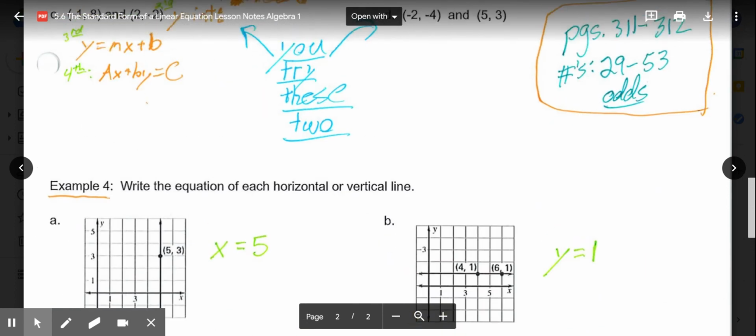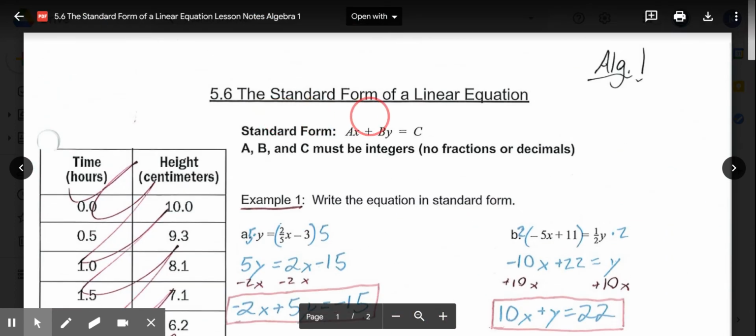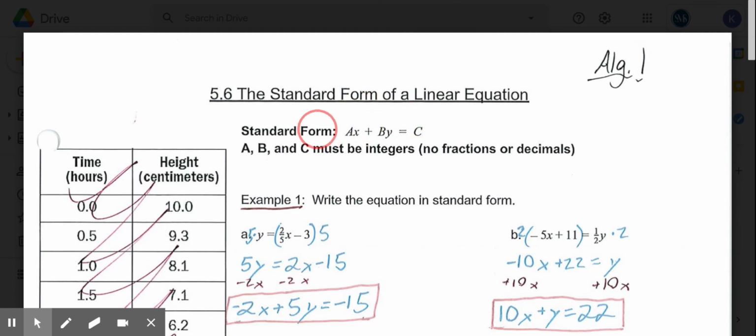So the main idea for this lesson is obviously writing in standard form. You need x and y on the same side equaling a number on its own.